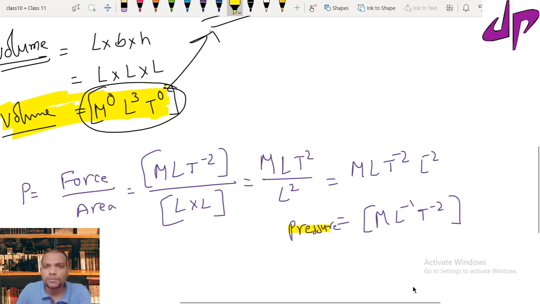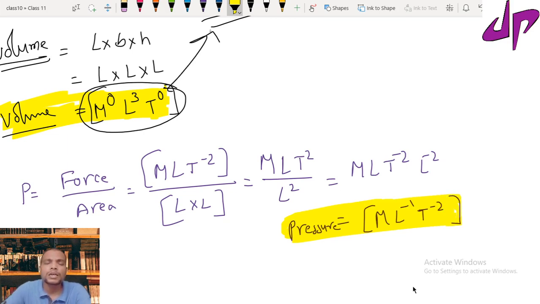Likewise, we will derive the dimensional formula for given physical quantities. It means we need to convert the physical quantities in terms of the basic quantities. So let's learn much more about how this dimensional analysis will help us in further calculations.